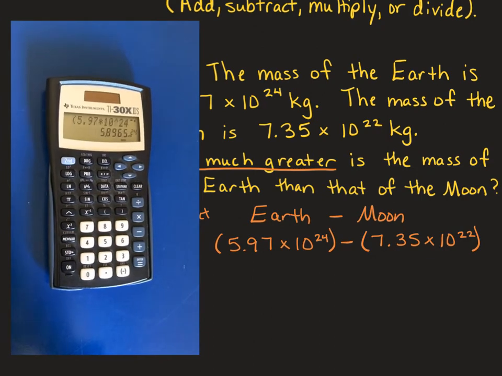Notice it gives you a number in scientific notation. And so we're going to go ahead and write that number down. It is 5.8965. Notice in very small font it has a times 10, and then it raises it to the 24th power, and this is in kilograms.